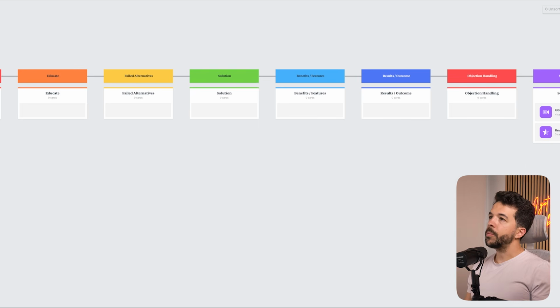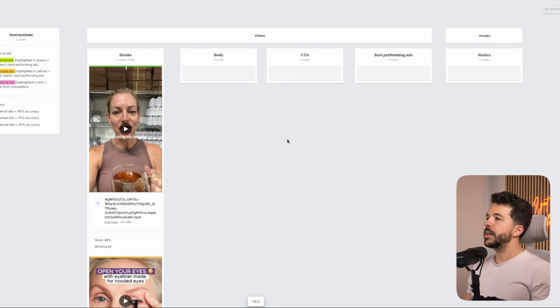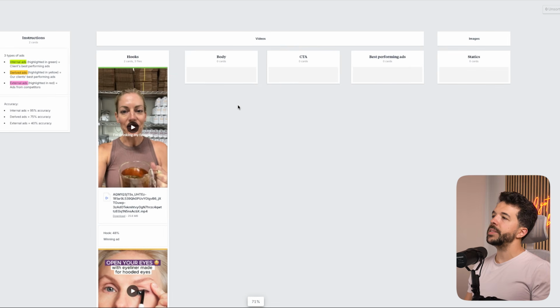And then another board you want to build is the creative references. This is where you drop all of the ads that you want to copy from your competitors, both direct and indirect. When I say copy, obviously take it with a pinch of salt, but you understand what I'm talking about.